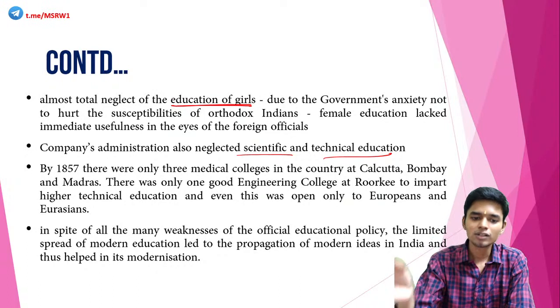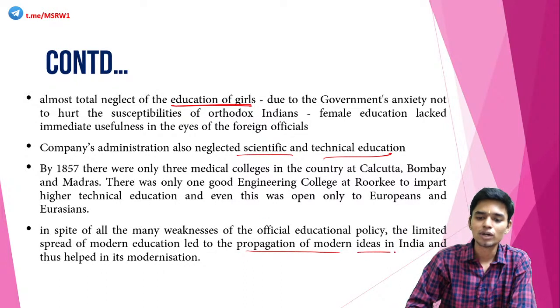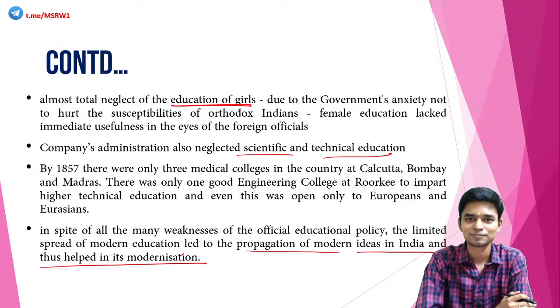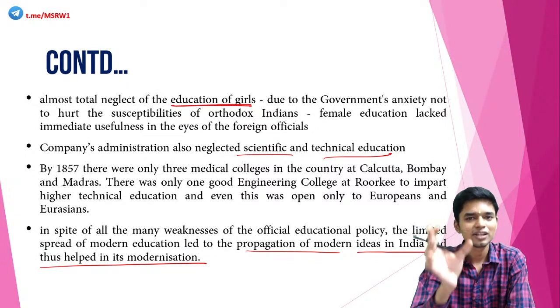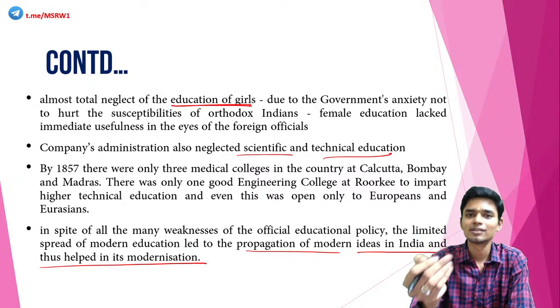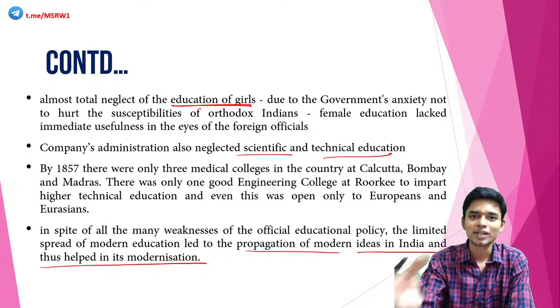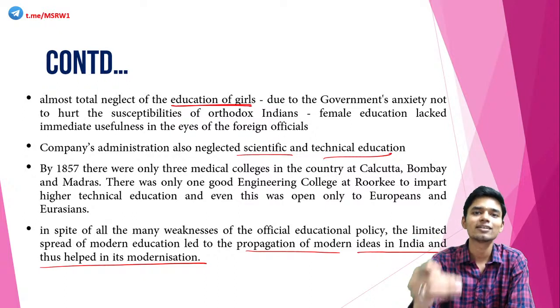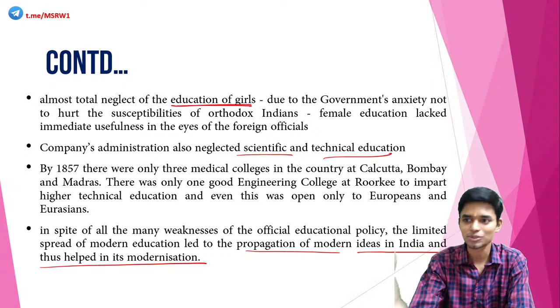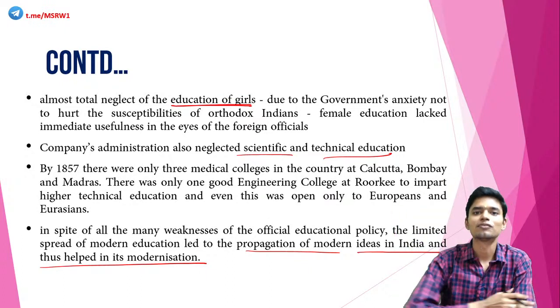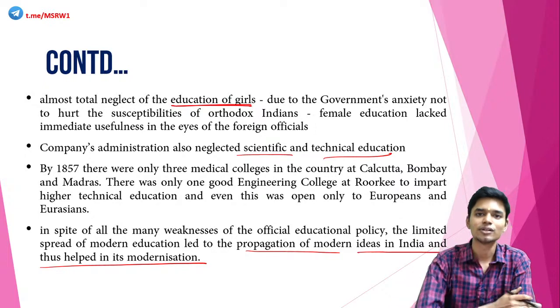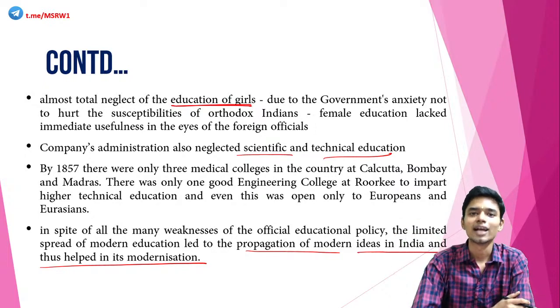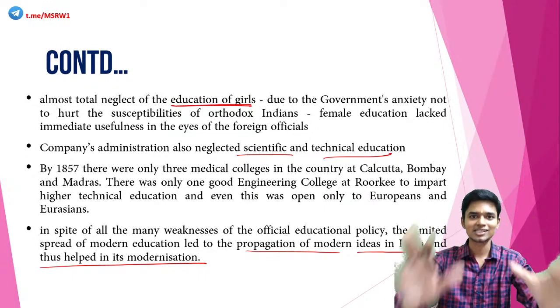But in spite of the many weaknesses of the official education policy, the limited spread of modern education led to the propagation of modern ideas in India and thus helped in modernization. Maybe only a very small group of Indians actually got Western education, but that was enough to ignite the spark in Indian society. The people who got that Western education made sure they did the best with it. Raja Ram Mohan Roy, Ishwar Chandra Vidyasagar, Swami Vivekananda, all these personalities started the social reformation in India, thereby bringing the masses in as well. Later on, we will see that the masses also joined the national movement. So they used Western education against the Westerners themselves.